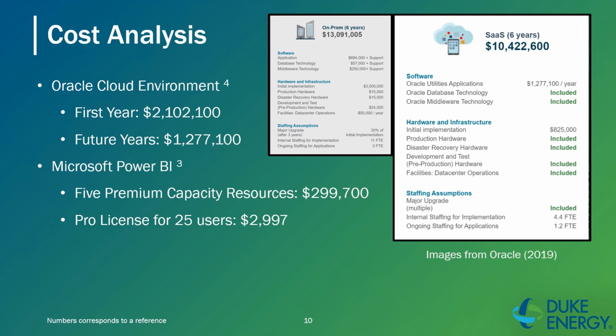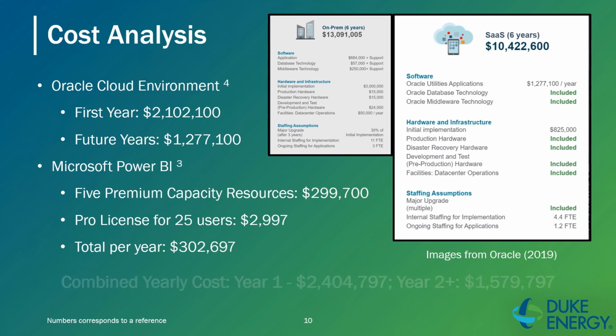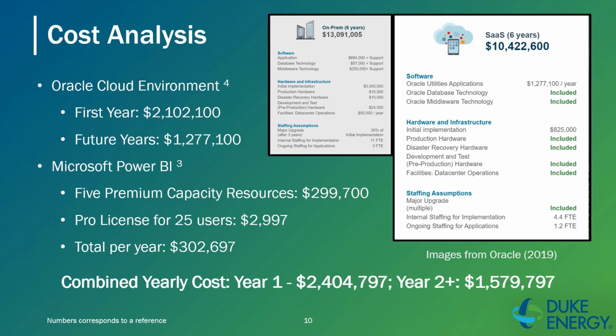That brings the total to $2,997 a year for pro users and $302,697 a year for all Power BI functions. Overall, for Oracle and Power BI, Duke Energy will spend $2,404,797 the first year and $1,579,797 in the following years to maintain the structure.